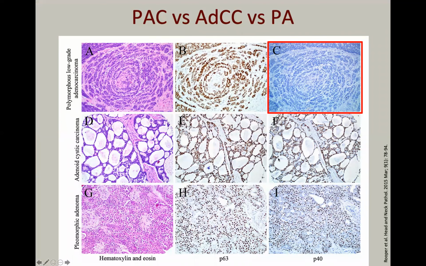Because the differential in a sort of solid, cribriform, tubular tumor, especially in the palate, could range from polymorphous to adenoid cystic to pleomorphic adenoma. We can diagnose polymorphous by its complete absence of P40 on immunostain. So both adenoid cystic and pleomorphic adenoma will retain a P40 positive myoepithelial layer in a component of the tumor. However, polymorphous is completely negative, so very, very helpful in diagnosis.